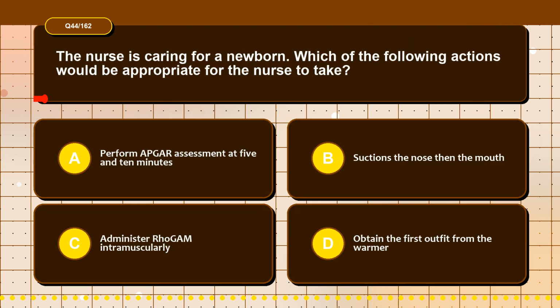Question 44. The nurse is caring for a newborn. Which of the following actions would be appropriate for the nurse to take? Here are the options. Option A. Perform APGAR assessment at 5 and 10 minutes. Option B. Suction the nose then the mouth. Option C. Administer RhoGAM intramuscularly. Option D. Obtain the first outfit from the warmer.